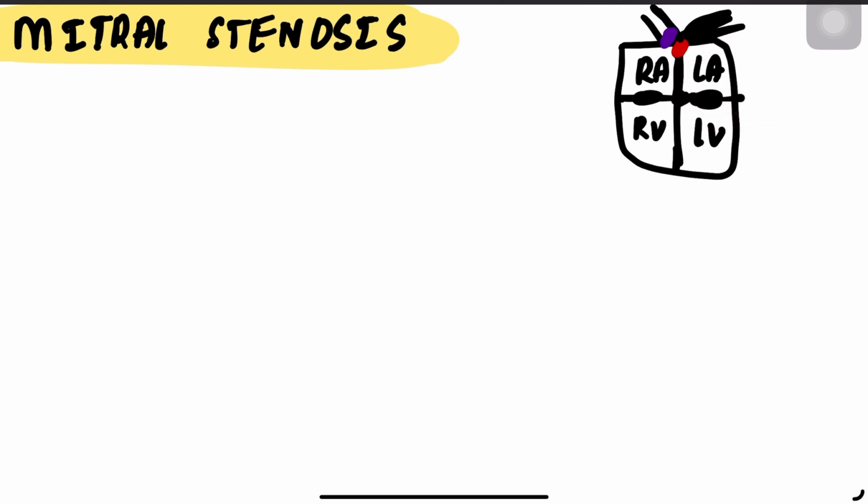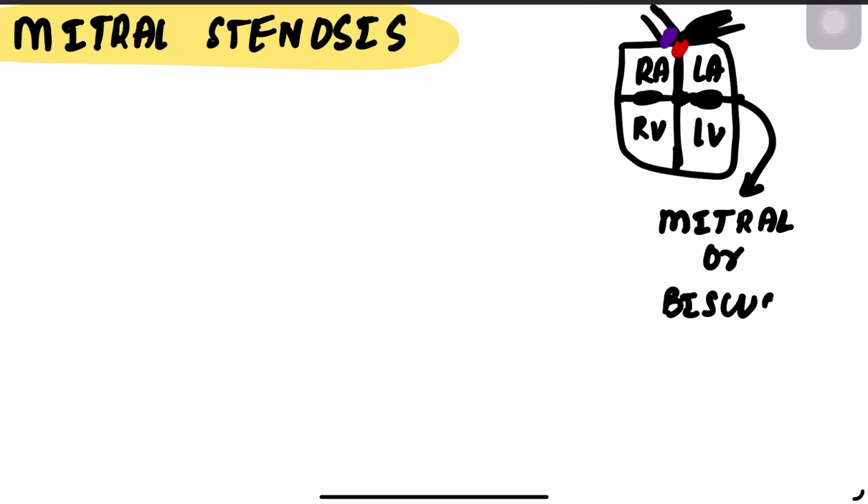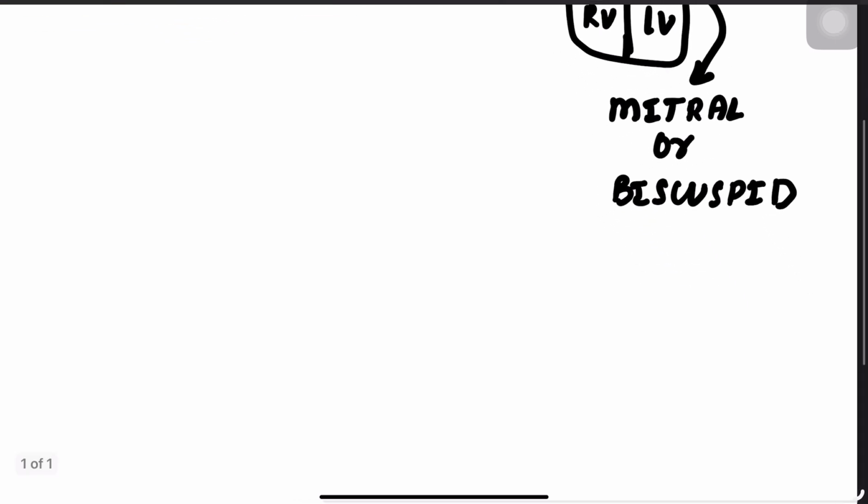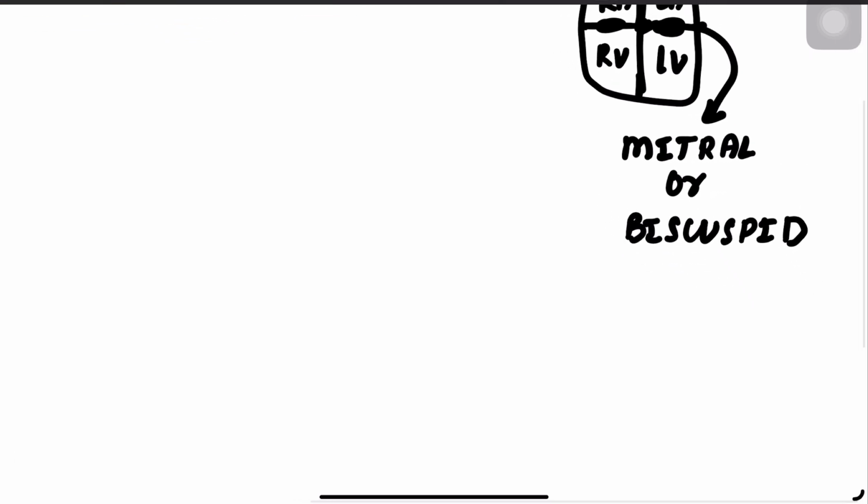So as you know, the valve over here is your mitral valve, whatever you would like to call it. It is also known as the bicuspid valve. When I teach, I go into very much depth of understanding the pathophysiology. If you understand the physiology, you understand the pathophysiology. So this is the bicuspid valve.